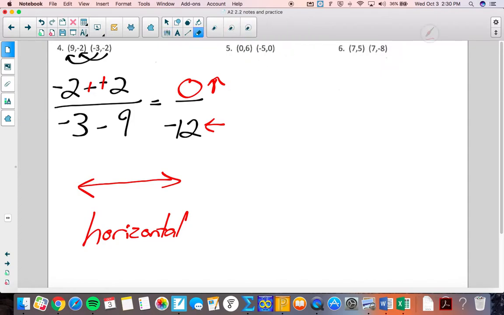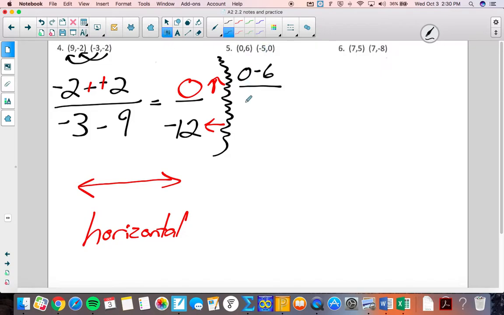On this problem, we change colors so that we can see we got a little break. 0 minus 6 divided by negative 5 minus 0. 0 minus 6 is negative 6. Negative 5 minus 0 is negative 5. Now these negatives actually cancel out. Remember, a negative divided by a negative is positive. So I can just write it as 6/5. If you're bothered by that, you could divide the top by negative 1 and the bottom by negative 1. And you get 6/5 again.